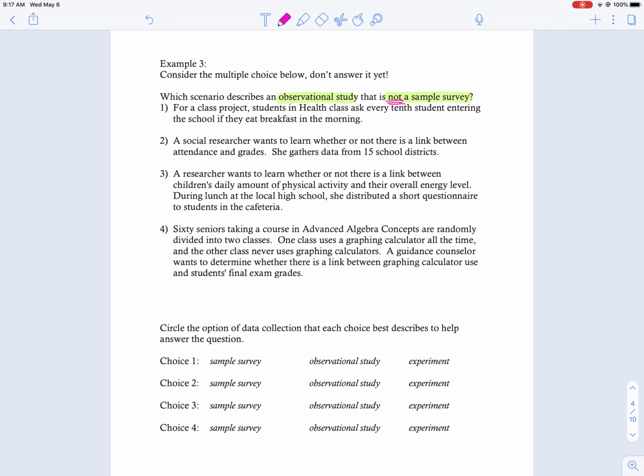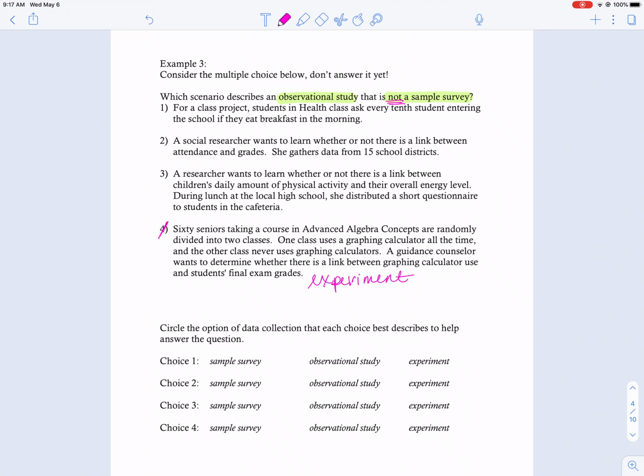Okay, so first question, I guess we should try to answer which one is an observational study that is not a sample survey. And just one of them sticks out to me. You see the bottom part, it says, circle the option of data collection that best describes the choices from above. One of them to me is not like the other. Does anybody know which one isn't even an observational study? Okay, so I'm hoping you're going to say 4. This is an experiment.